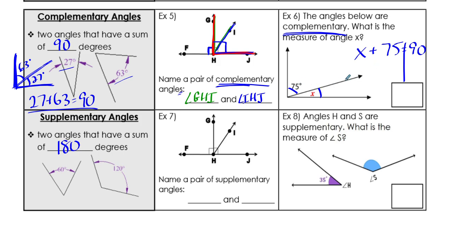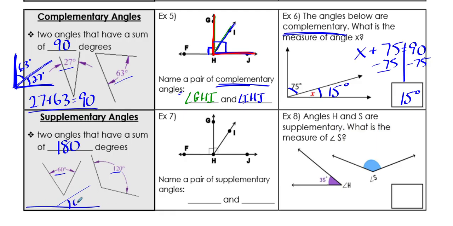We know that they're adding together to get us 90 as a total, so we're going to subtract 75 from both sides. So we'd find out that x is 15 degrees. Because 15 plus 75 adds up to a 90-degree angle. Supplementary angles are adding up to a sum of 180 degrees. So these two together, 60 plus 120, that adds up to 180.